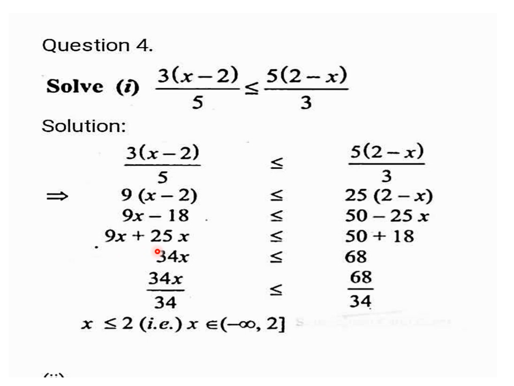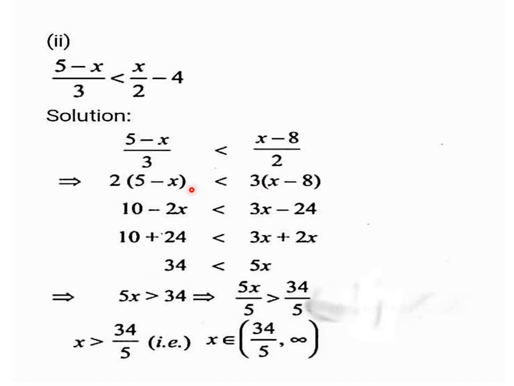So 9x plus 25x is equal to 34x. And here 50 plus 18 means 68. From this you can find the value of x. Dividing by 34, you will get x less than or equal to 2. X less than or equal to 2 means x belongs to (minus infinity, 2]. Since we have the equal sign, for 2 we have to put a close bracket.